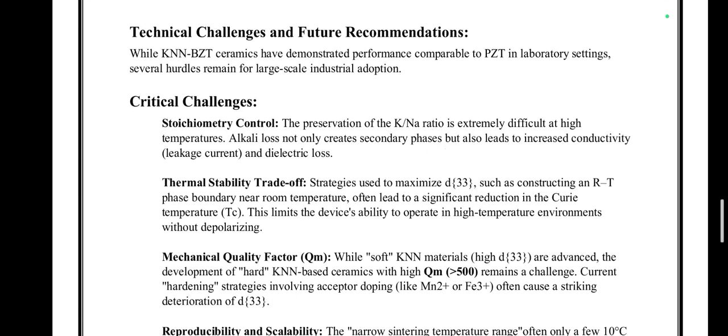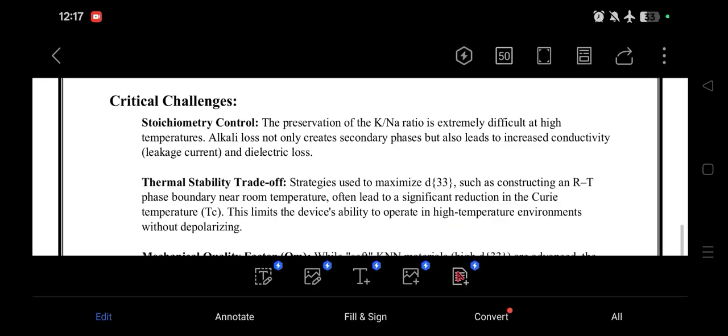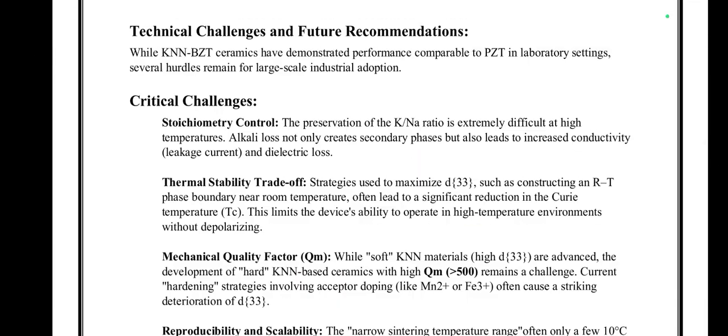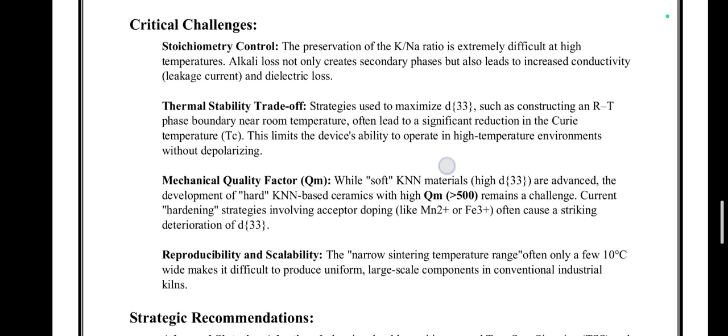If we talk about the technical challenges and future recommendations, while KNNBCT ceramics have demonstrated performance comparable to PZT in laboratory settings, several hurdles remain for large-scale industrial adoption. Stoichiometry control, thermal stability trade-off, mechanical quality factor, and reproducibility and scalability are the critical challenges.